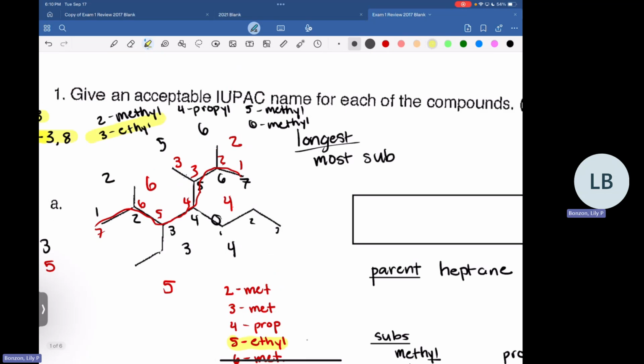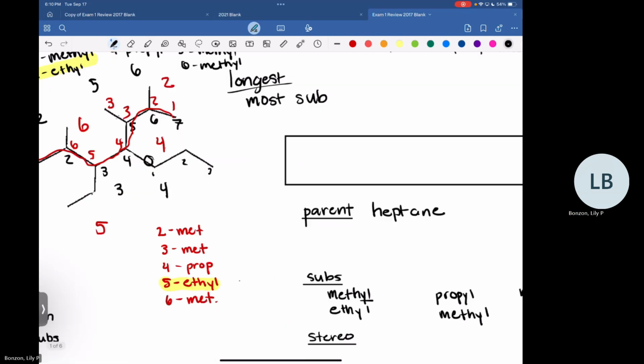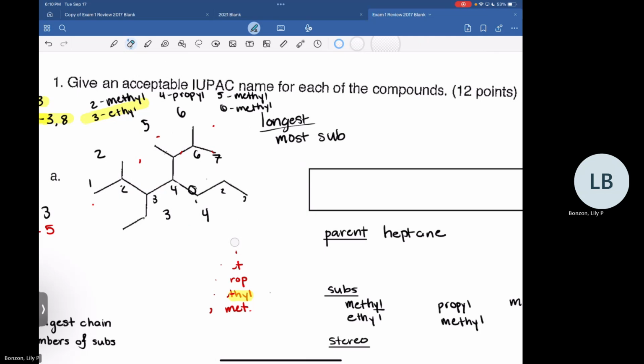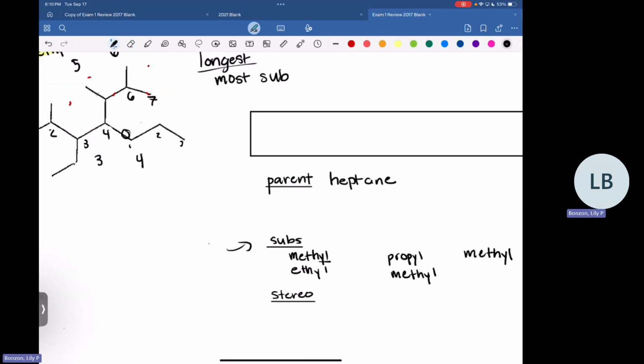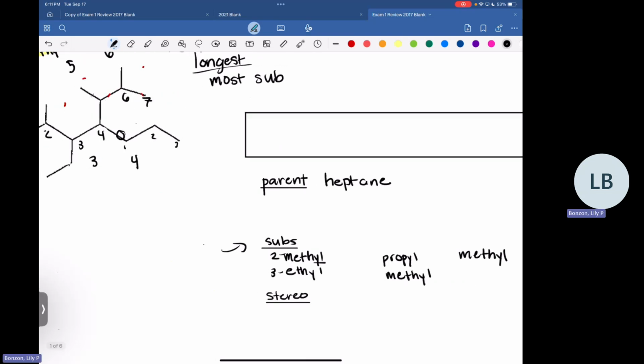So in this case, we're going to go with the black numbering because the ethyl, which is going to be our first substituent since it starts with an E, we want that one to have the lower number, so that's going to get the numbering that gives us that ethyl at carbon 3. Okay, so I'm going to erase all the red. Then now I can go over to where I put my subs and just put the numbers there. So we had a 2-methyl, 3-ethyl, 4-propyl, and then 5 and 6-methyl.